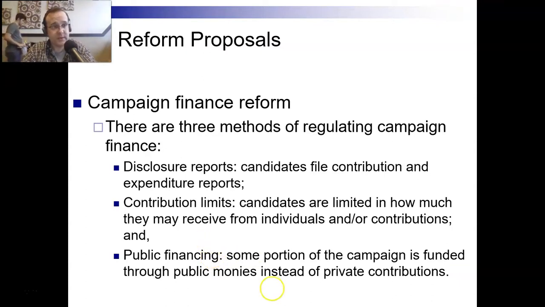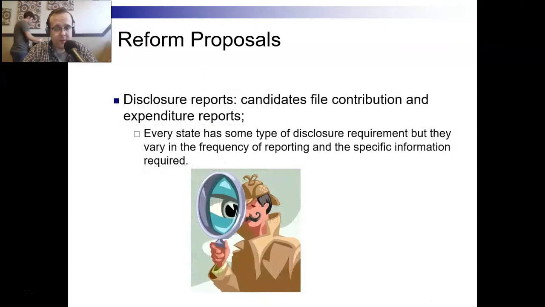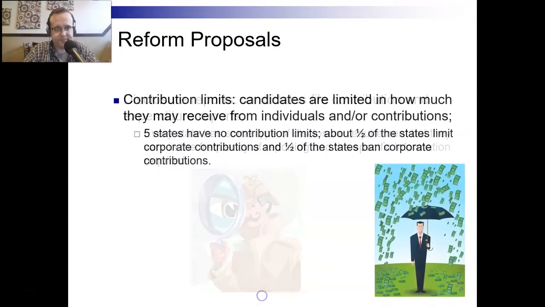So the state is providing for this, and you can only have X amount of money to spend. So disclosure reports, every state has some type of disclosure requirement. They do vary in the frequency of reporting. They vary in the specific information required, so there's no uniform set of disclosure reporting. So contribution limits, 5 states don't have any. About half of the states limit corporate contributions. About half of the states ban them outright.